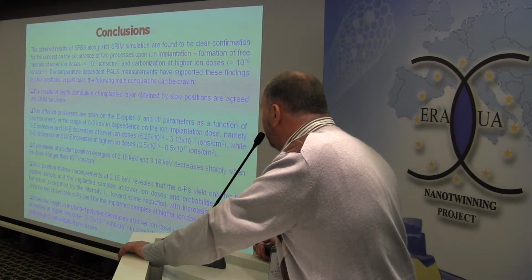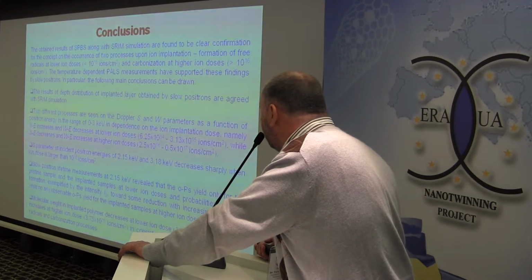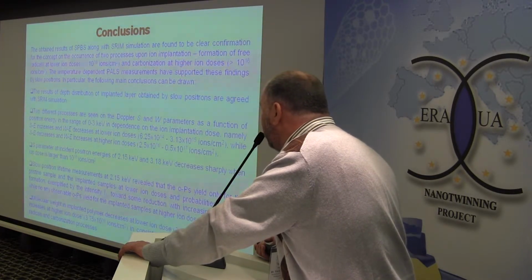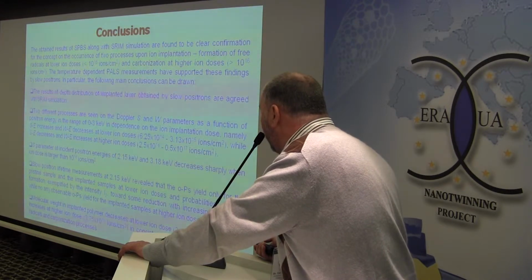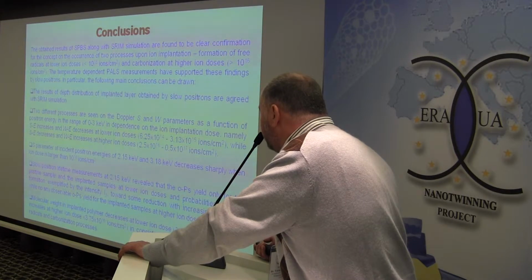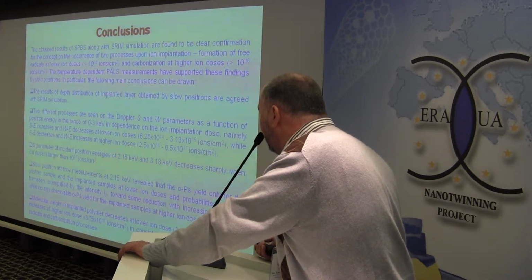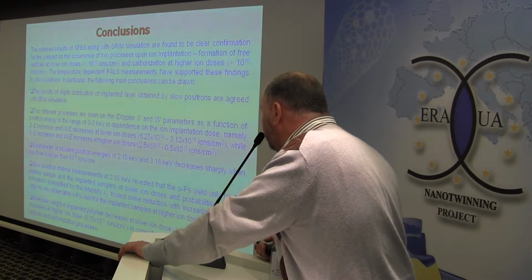The results of the depth distribution of the implanted layer obtained by slow positrons agree with the STRIM simulation. Two different processes are seen in the Doppler S and W parameters as a function of positron energy in the range of 0 to 3 keV, independent of the ion implantation dose. Namely, S increases when W decreases at lower ion doses, while S decreases and W increases at high ion doses. Also, the S parameter at incident positron energies of 2.15 and 3.18 keV decreases sharply when the ion dose is larger than 10^16 ions per square centimeter.